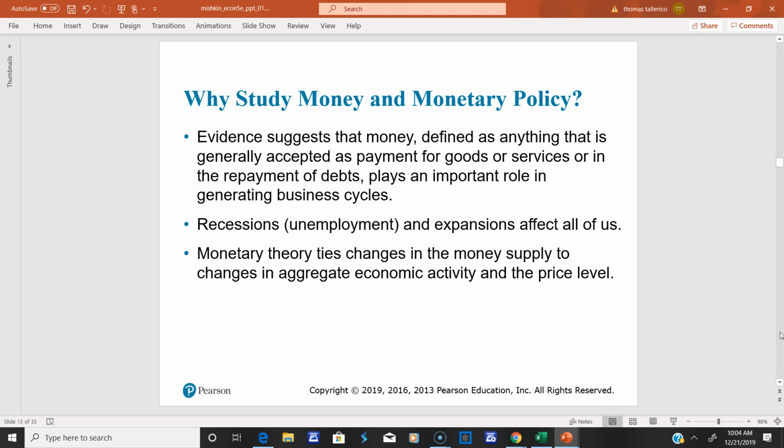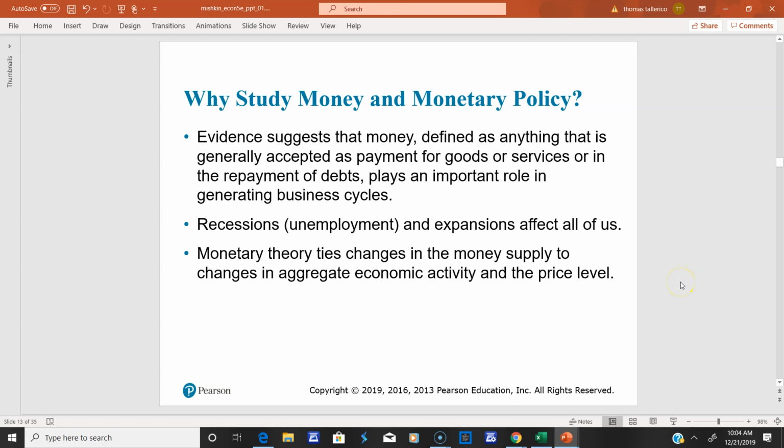So, why do we study money and monetary policy? Because money is defined as anything that is generally accepted as payment for goods or services, or the repayment of debts, and it plays an important role in the business cycle. And as you know, recessions and expansions affect everybody. Everyone's worried there's going to be a recession coming, but it looks like the market is still rolling, and we seem to be having an extended expansion over the last decade or so.